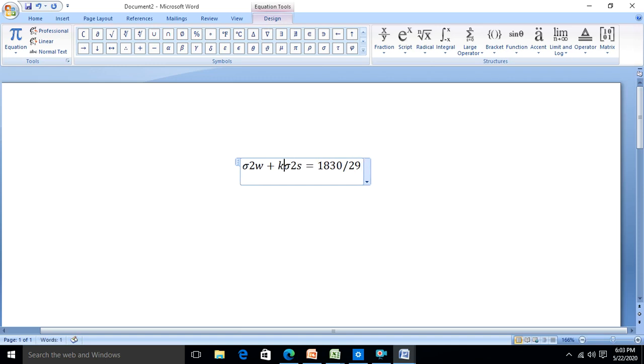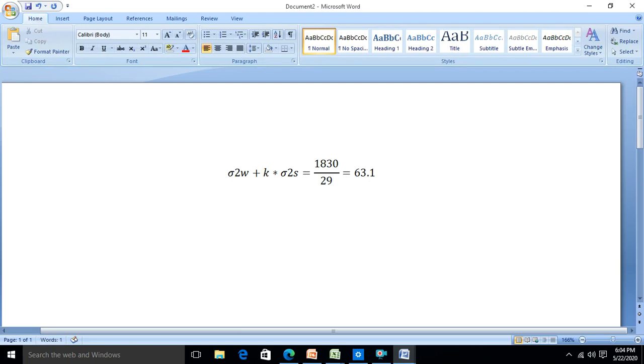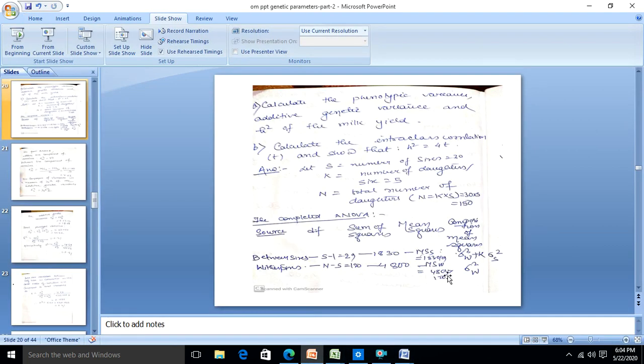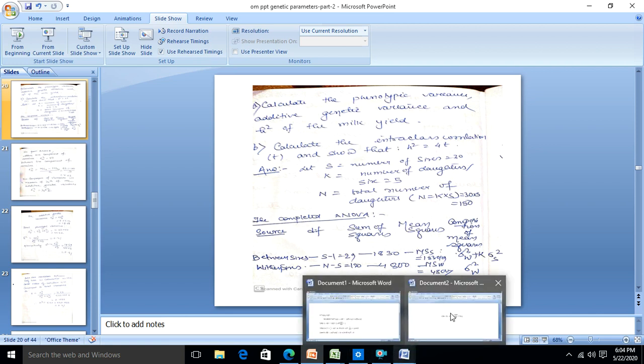Yes, K, which is equal to 63.1. Approximately, I have calculated it. I had already calculated it. Now you already have the value of sigma square W from this. You see, sigma square W was equal to 4800 upon 120, which gave you the value 40. So sigma square W is equal to 40.